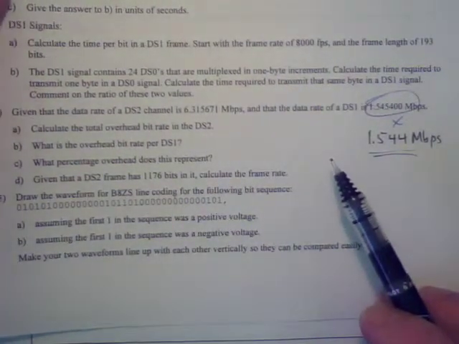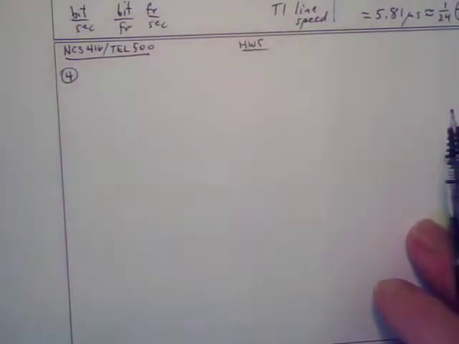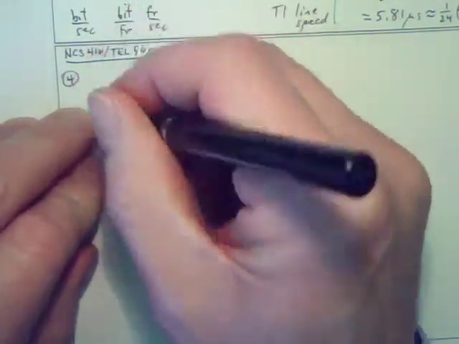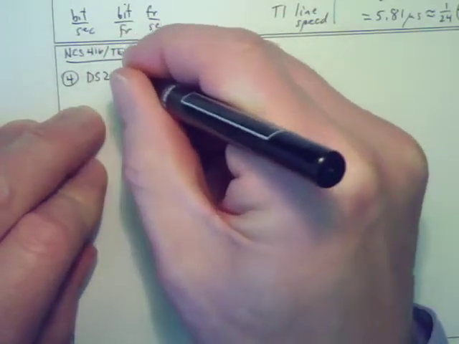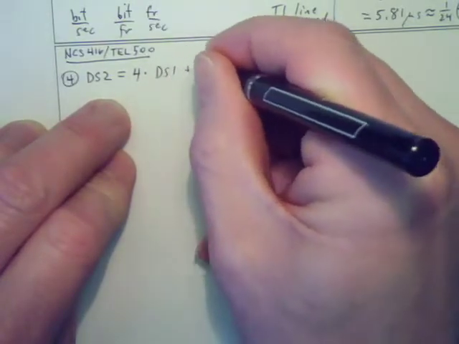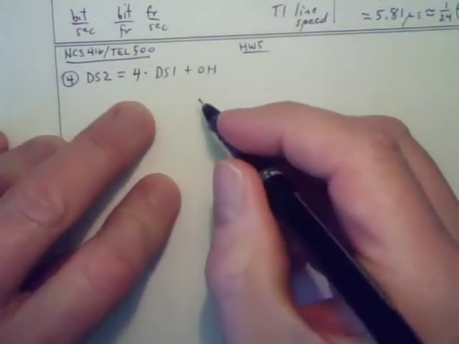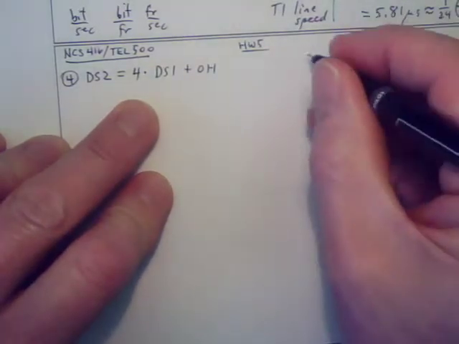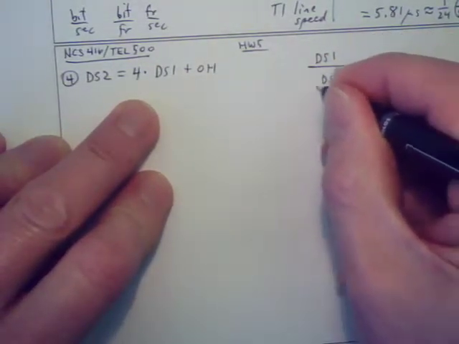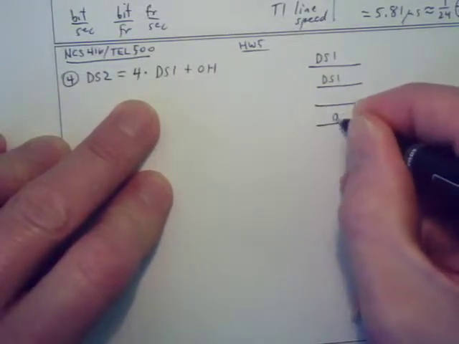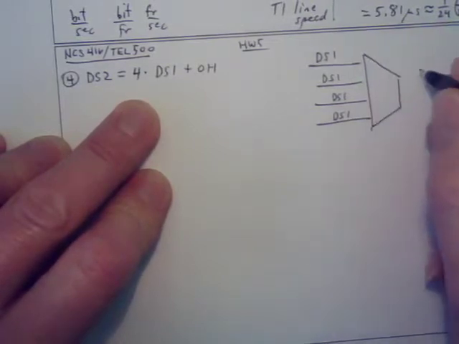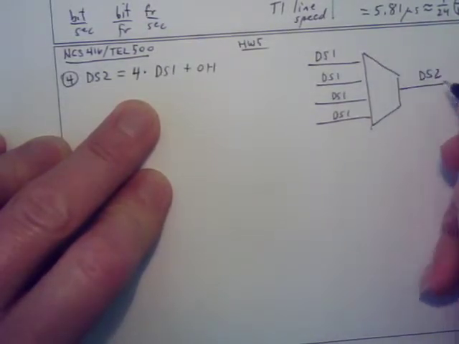Okay, so what I'm going to do is go ahead and draw a little picture and say that a DS2 is equal to 4 times DS1 plus overhead. Sort of a rough concept there. And so I have a DS1, I've got another DS1, 3, 4 of them, and they're all going to be multiplexed together to make a DS2.